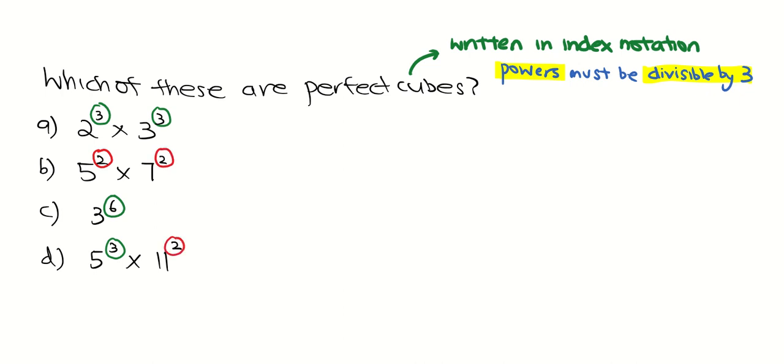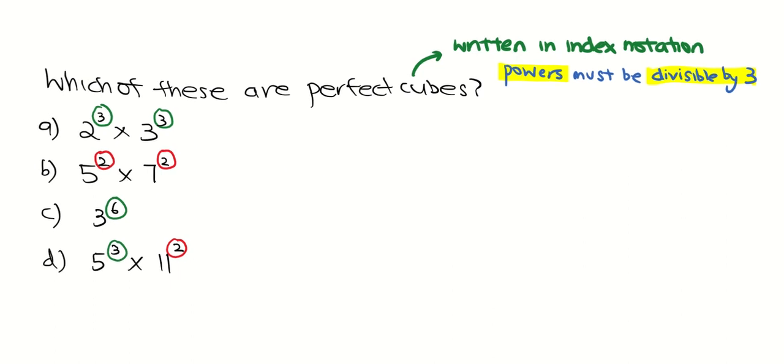So remember, perfect cubes need all powers divisible by 3. So which are perfect cubes? This and this, because all the powers are divisible by 3. For the red ones, we circled them because those powers are not divisible by 3. So these are not perfect cubes.